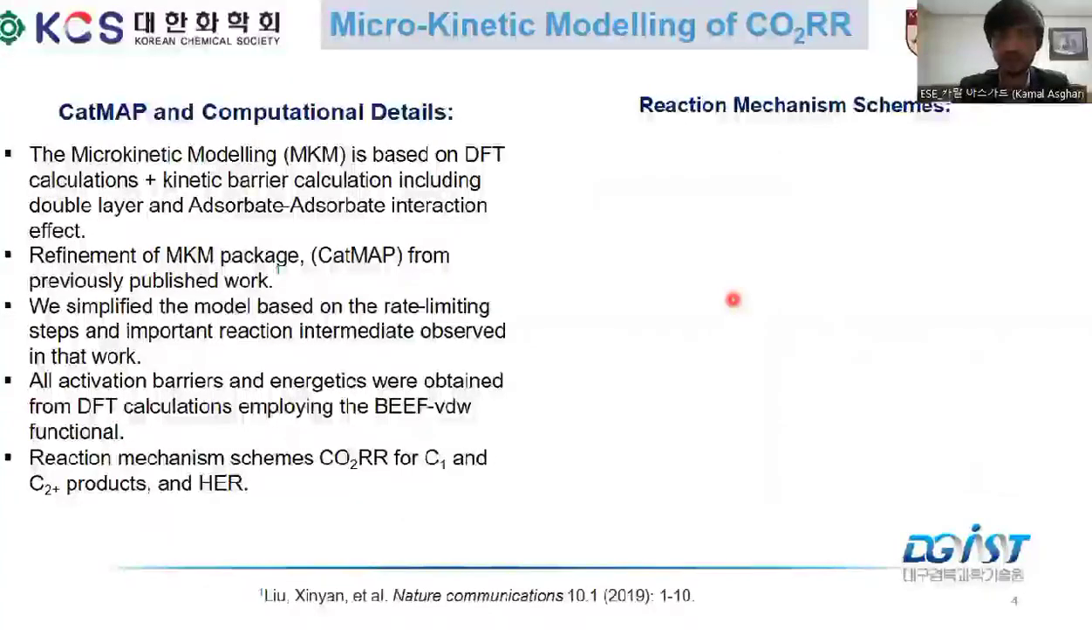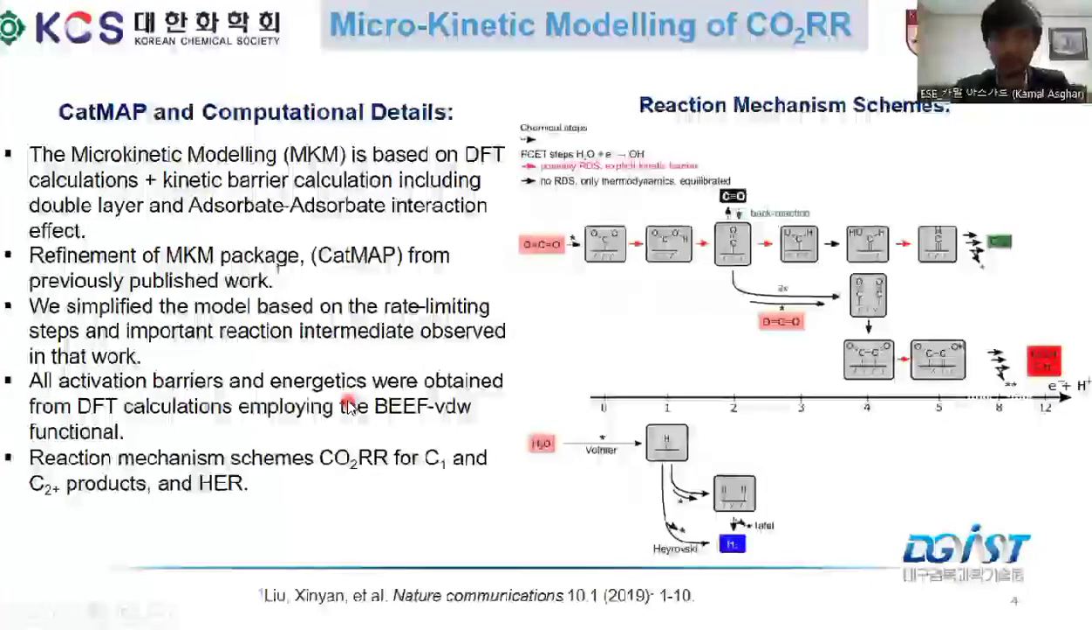As the kinetic aspect of the study of carbon dioxide has not gotten much attention, we use the microkinetic modeling package CatMAP in this study to study the carbon dioxide reduction reaction. So the catalysis microkinetic analysis package and computational details are listed here. The microkinetic modeling is totally based on DFT calculation plus kinetic barrier calculation, including double layer and adsorbate interaction effect. The actual model was developed by the Karen Chan Group, which was published in Nature Communications, but we simplified that model based on the important reaction intermediates and some related limiting steps mentioned in that work.